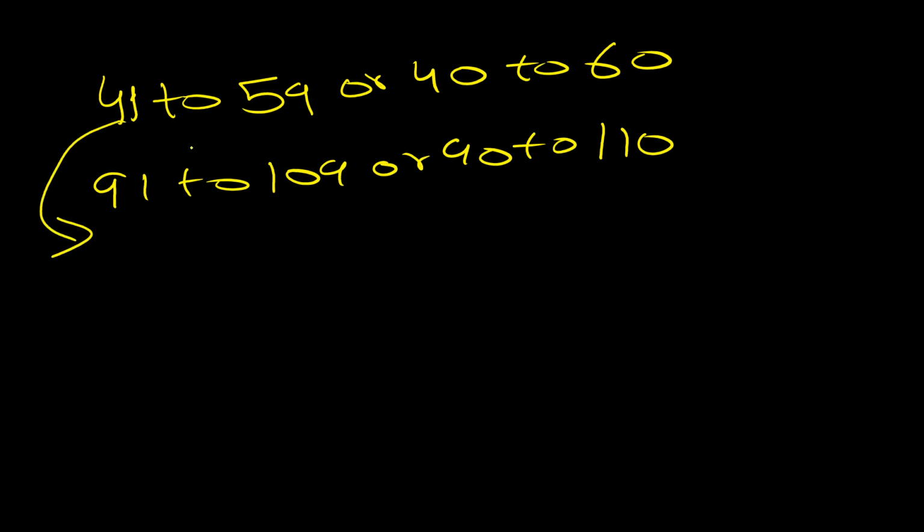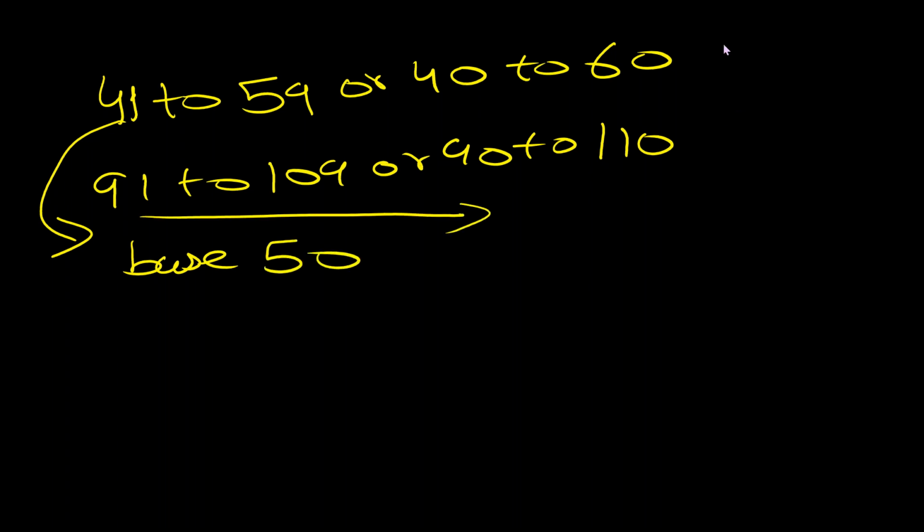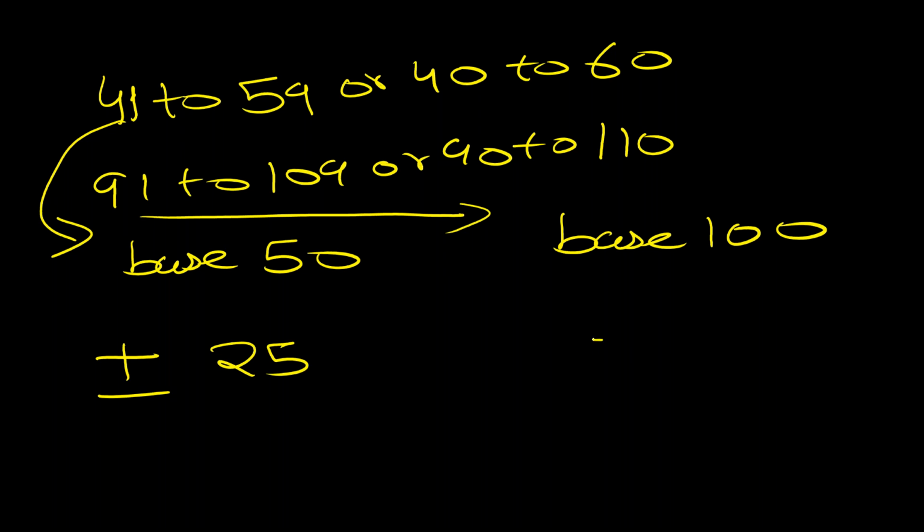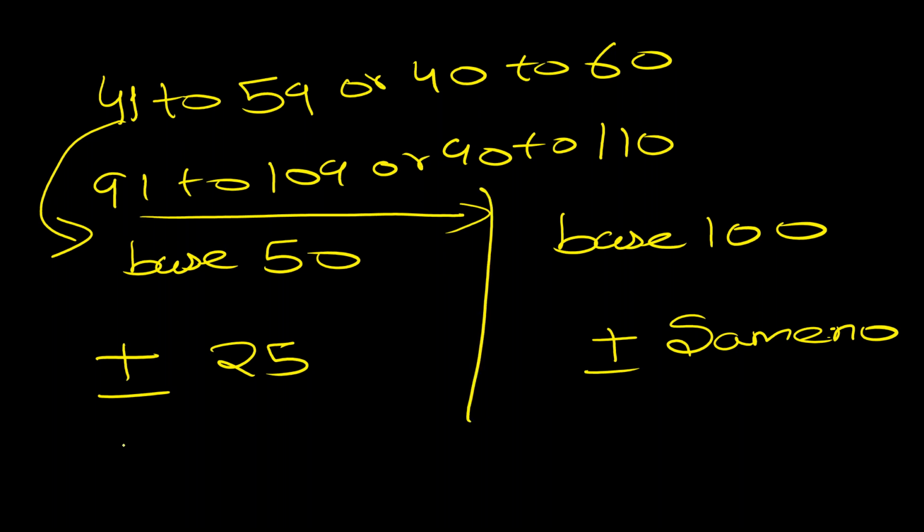For this method, when we have 40 to 60, we will have the base as 50. When it is 90 to 110, we will have the base as 100. Here I'm supposed to add or subtract with 25. Here I always add or subtract with the same number. That's all the difference for Miller's method, which is 40 to 60 as well as 90 to 110. This is a simple change in both the numbers. So now let us go for one example.